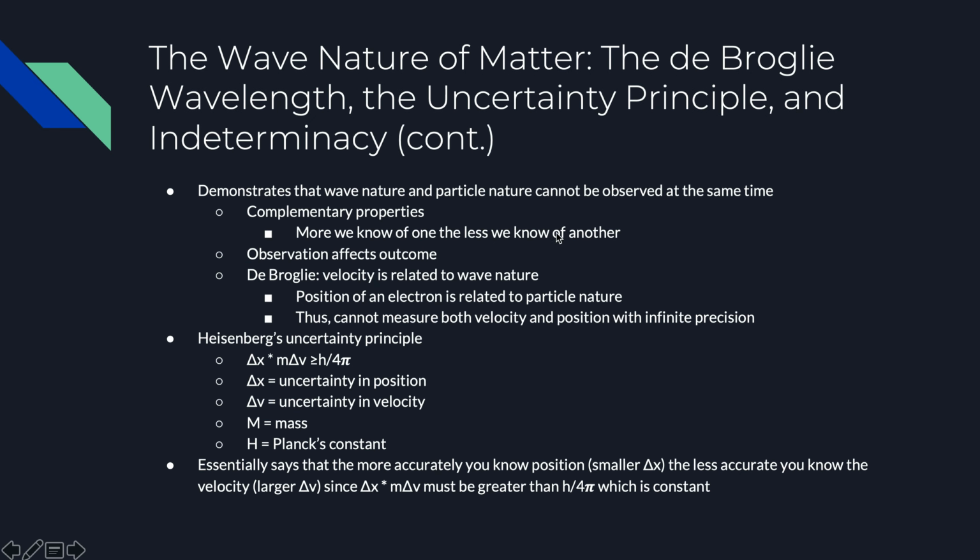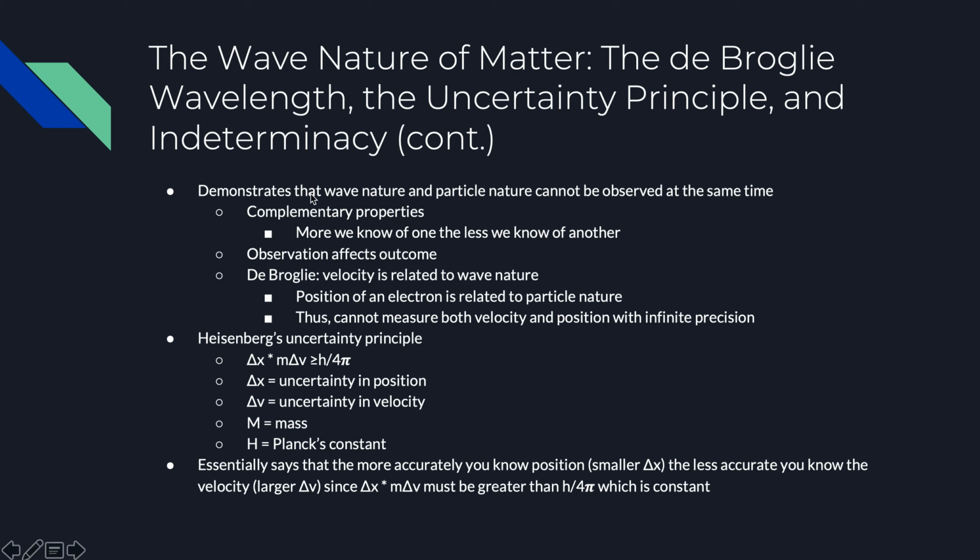And this demonstrates that the wave nature and particle nature cannot be observed at the same time. And this means there are complementary properties. So what this essentially means, complementary properties, is that the more we know of one property, the less we know of another. So essentially, observation affects the outcome. So however we observe it will affect the outcome of what we observe.